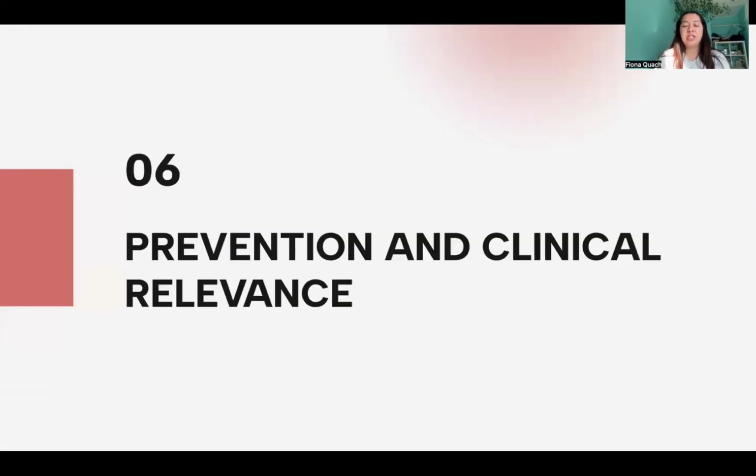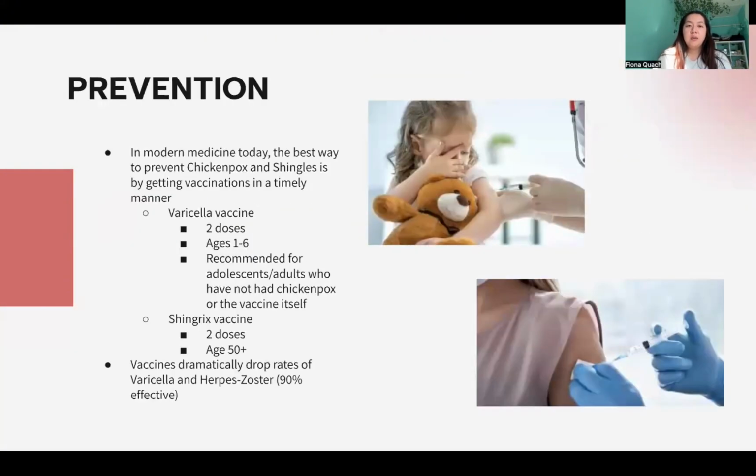Next section, we're going to talk about prevention and clinical relevance. The best way to prevent chickenpox or shingles is by vaccinations. Getting your vaccinations in a timely manner, at the right age, at the right time, is the absolute best way to lower rates of chickenpox and shingles.